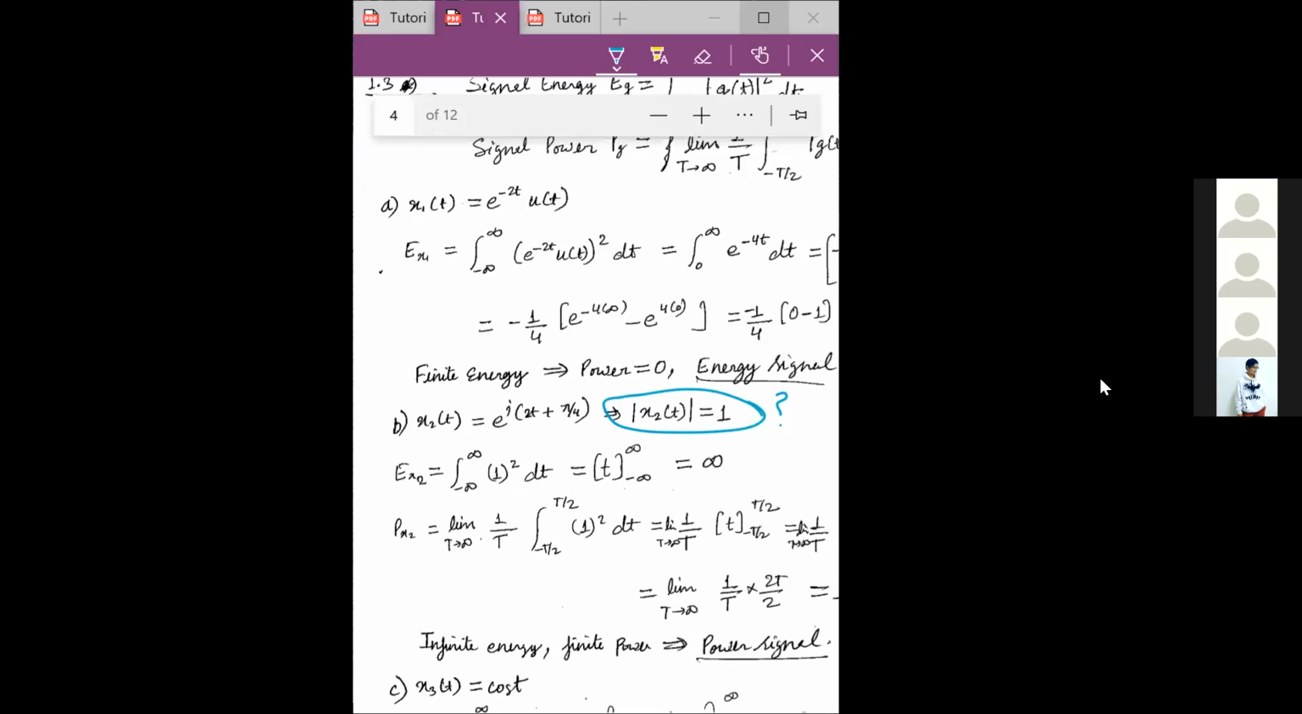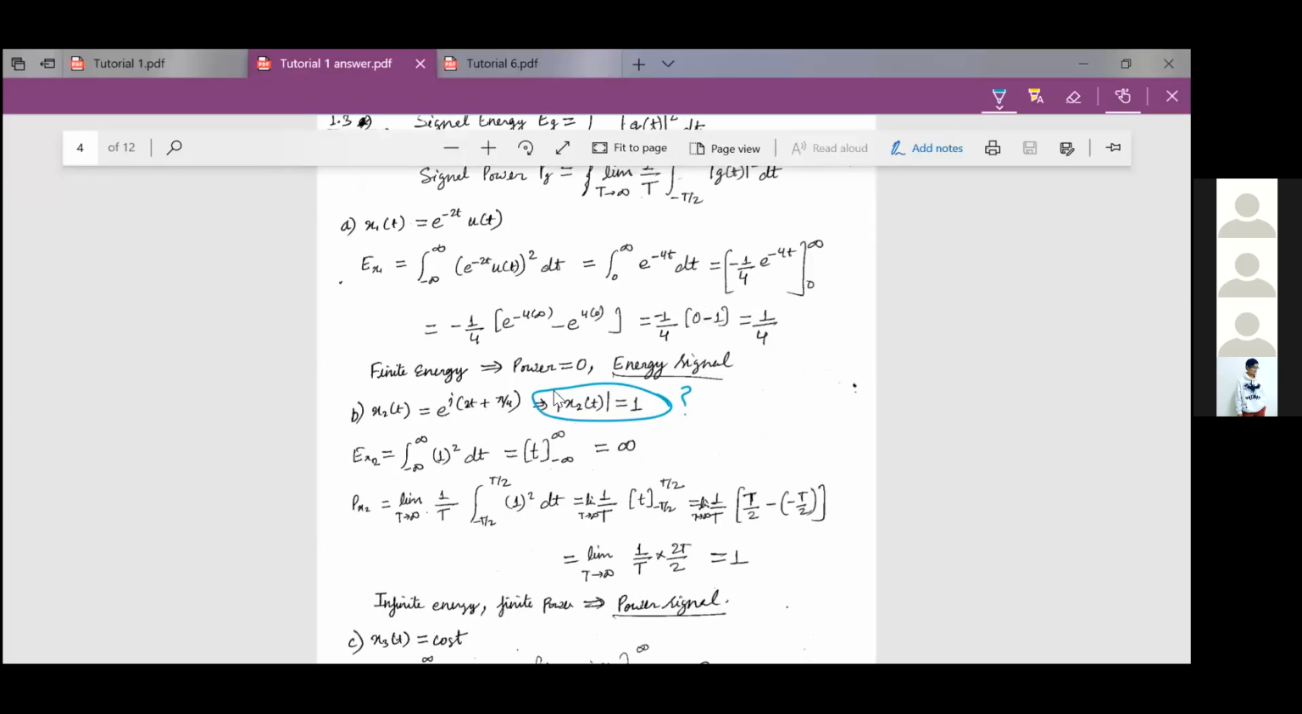Another one. I just checked the tutorial one solution and found this, and I don't understand. Can I share screen to show it? Hold on, let me allow you to share screen. Okay, I've allowed you to share screen. So, this part, right? I don't understand why after the modulus it becomes 1.